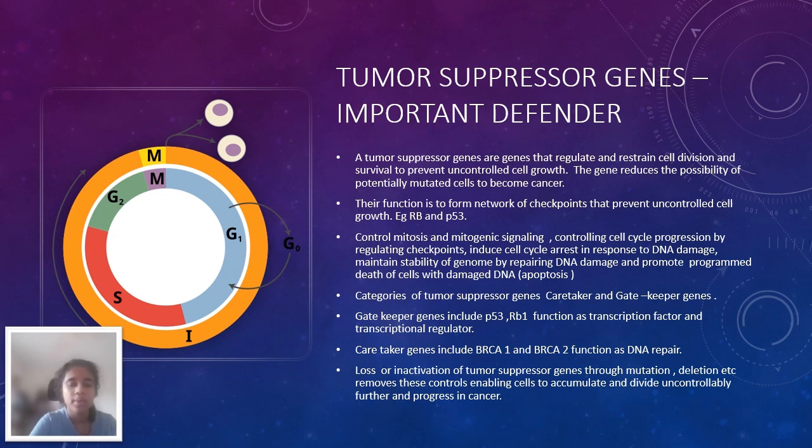Now, if there is a loss or inactivation of tumor suppressor genes, that can lead to the removal of the regulatory control systems. This enables cells to accumulate and divide without any regulation, so it progresses and develops into cancer.